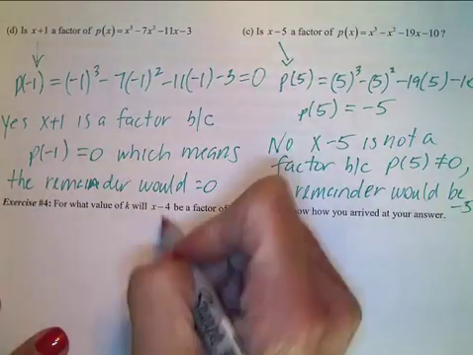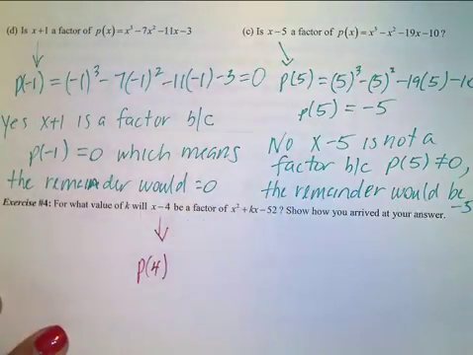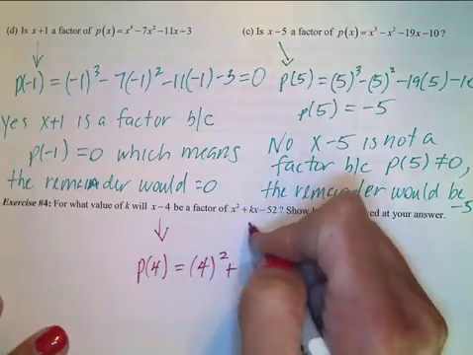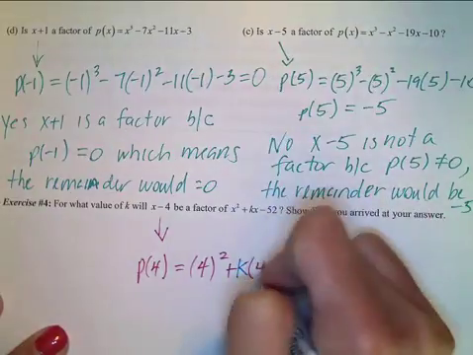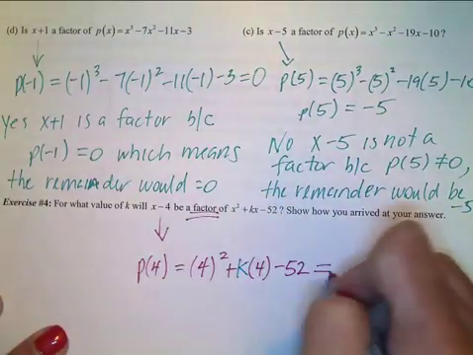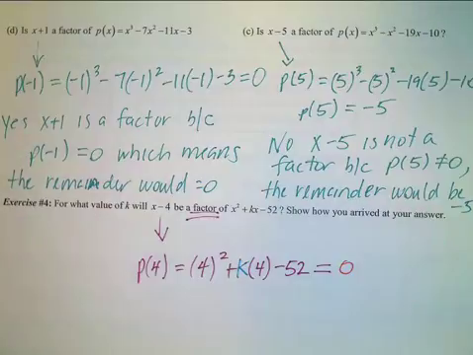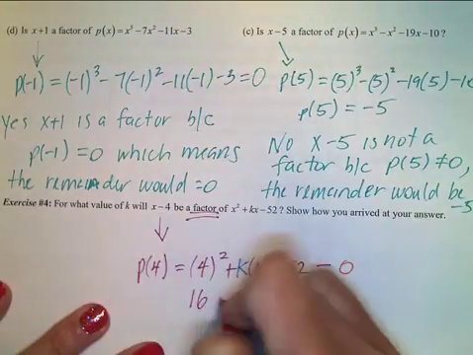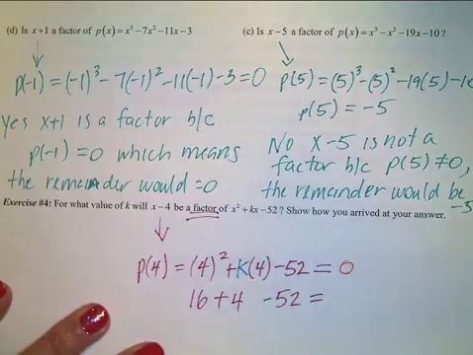So if I know this is a factor, then I know the root is 4, so I'm going to use p of 4, and it has to equal 4 squared plus k times 4 minus 52. If it is to be a factor, what does this have to equal? Hopefully you've said 0. So now I need to do the math. So 4 squared is 16 plus 4k minus 52 has to equal 0.